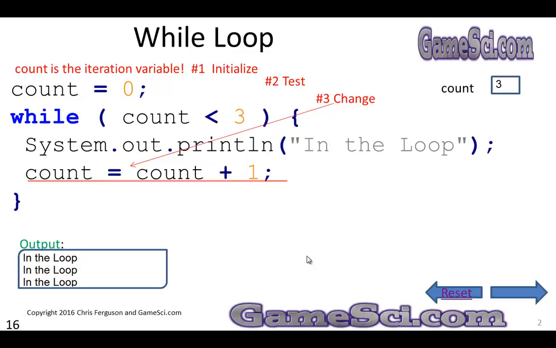Did I initialize the variable? Did I test the variable? And did I change it? And if you're ever trying to debug a loop that is not operating properly, check those 3 points. Where did you initialize the variable? Where did you test the count variable? And where did you change the iteration, or in this case, count variable?